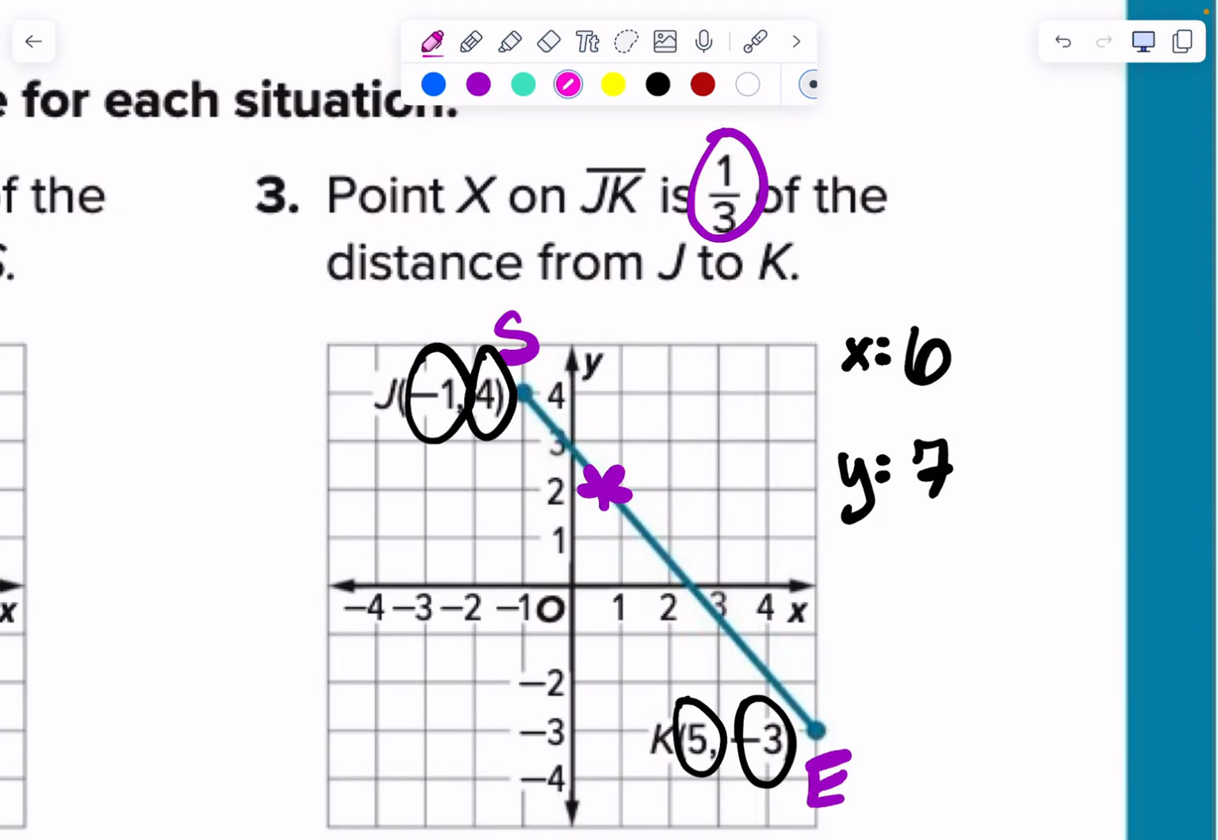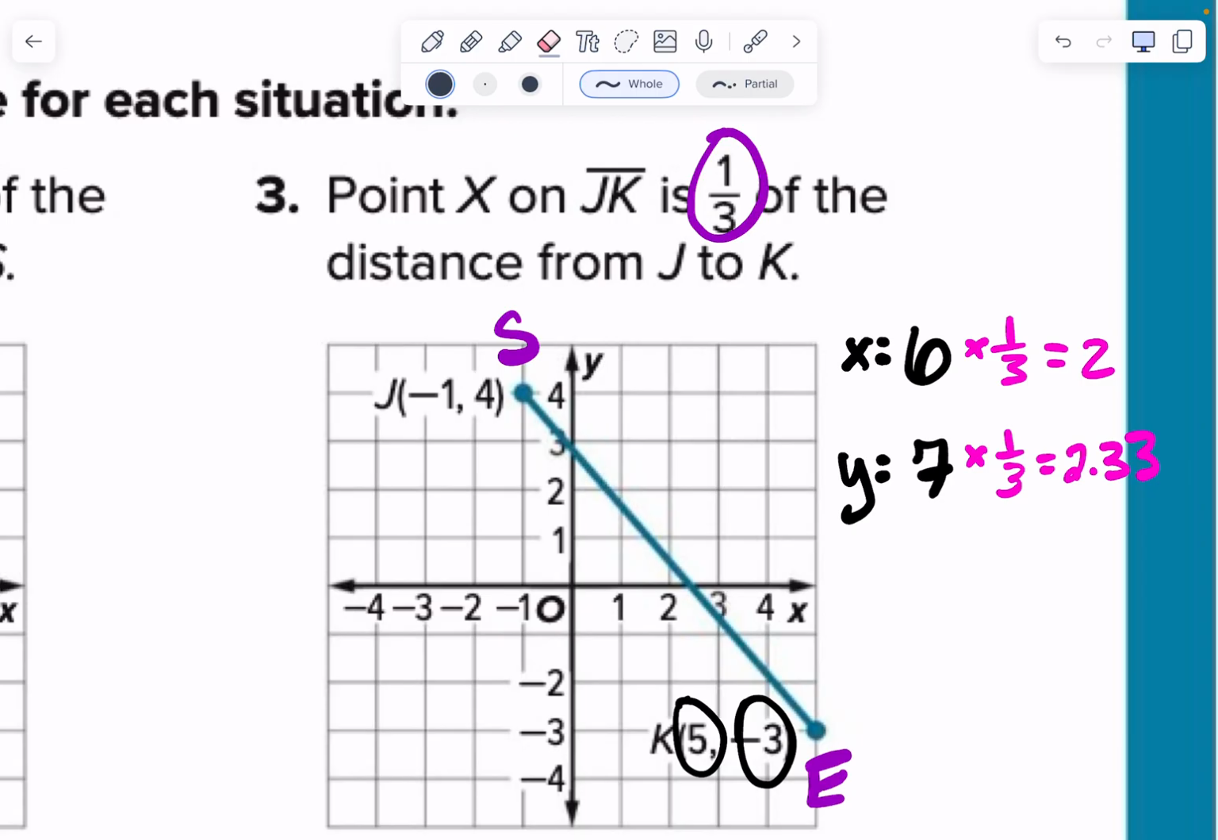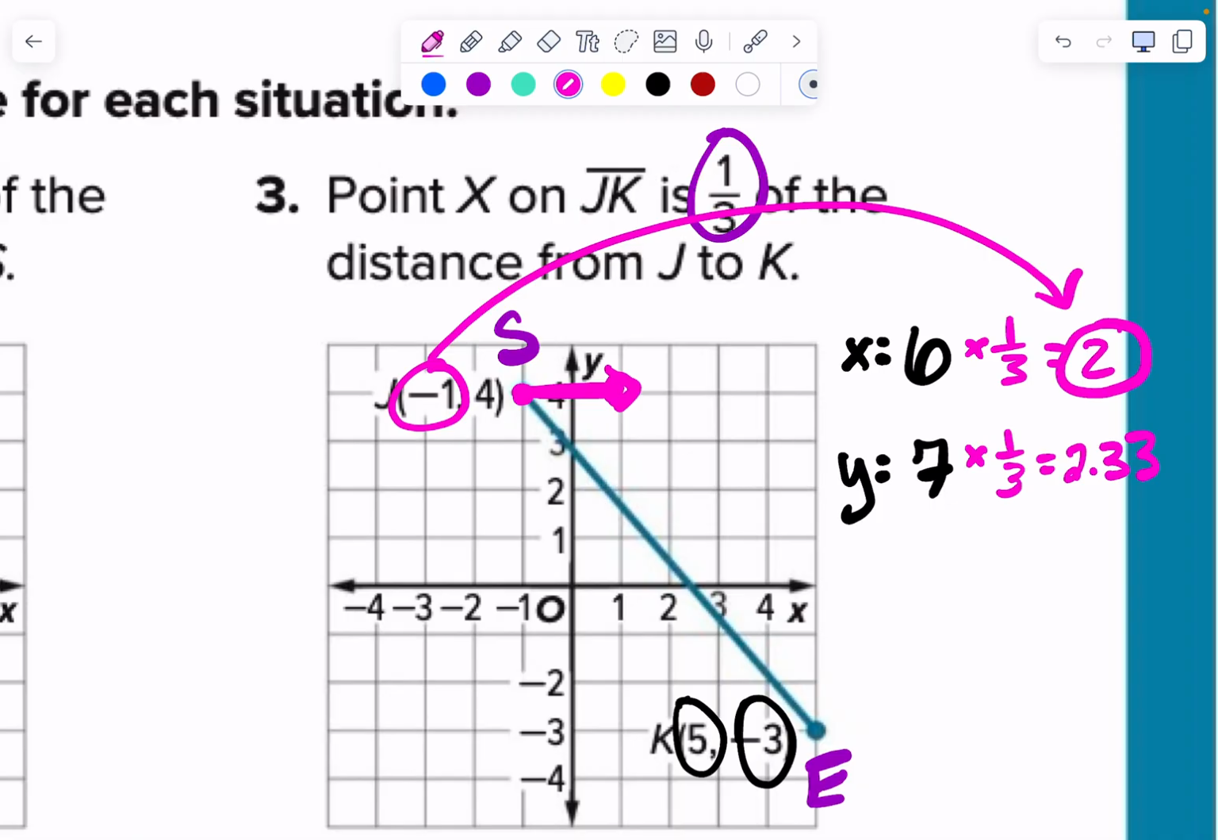All right, what am I doing with those two numbers? Times 1/3. What's a third of 6? 2. What's a third of 7? 2.33. Yep. Right? 2.33. All right, now here's where we have to really think a minute. I want to go 2 units to the right. So I'm going to take this dot. I'm going to go 2 units to the right. Which number am I going to add to? -1 or 4? -1, because that's the X direction. So I'm going to take -1 and add 2 to it. So I'm at 1. Okay, so whatever this is, 1 comma something, right?